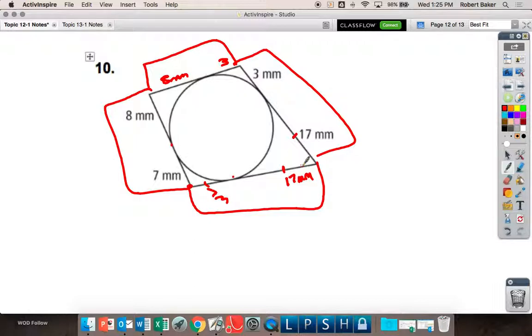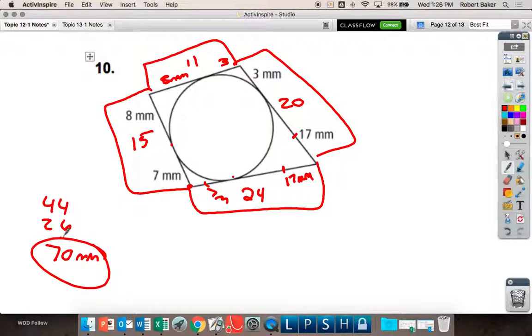Adding, harder in algebra. Okay, this is tough, 15. This one's even harder, 24. This one's pretty rough, 20. Ooh, 11. And you have to add all those together. I like to add 20s together, that's a 44. And then 11 plus 15 is 26. And then I can do that in 70 millimeters. That's the perimeter.